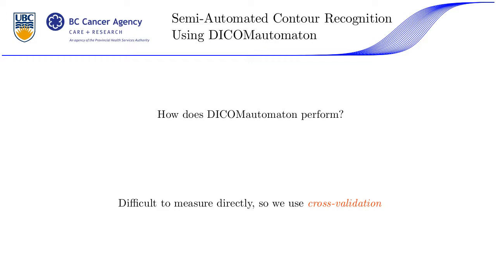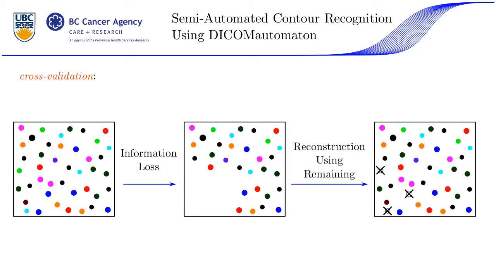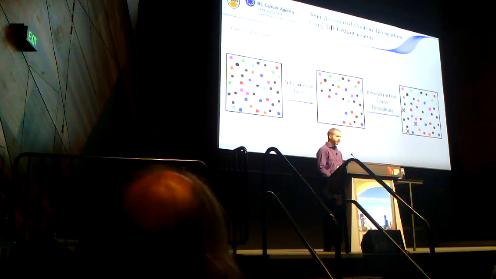So how does this perform? We can't look at the performance directly, so we use cross-validation. Let's say we've got a collection of n things on the left, polka dots in this case. We induce information loss, taking a chunk of them out, and then we try to reconstruct the missing pieces using the pieces we've still got. You can imagine learning a foreign language. You don't need to know the entirety of the language in order to understand the majority of it. You just need a small kernel of it.